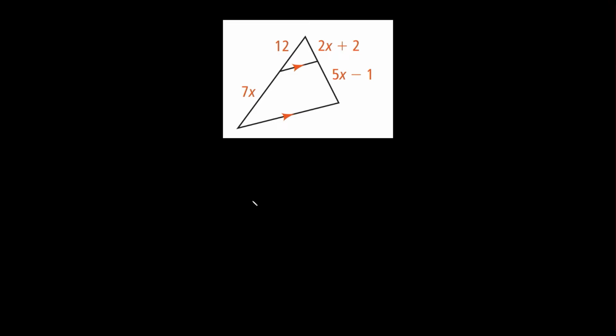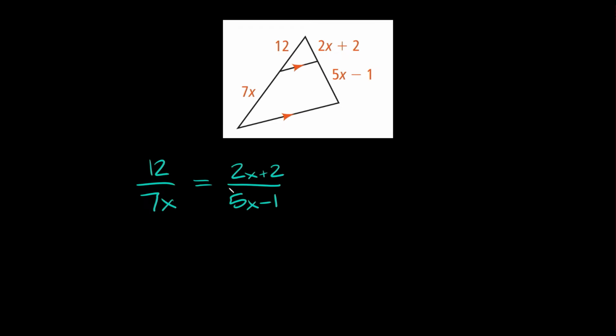All right, here's the last example. So again, we have our triangle with our two parallel lines. So again, we can solve this by using a proportion. So in the first one, again, we can just put one side. Let's put this side first. So let's say 12 over 7x, all right? In this ratio, we'll put the other one, right? So 2x plus 2 is on top. And on the bottom, we have 5x minus 1.